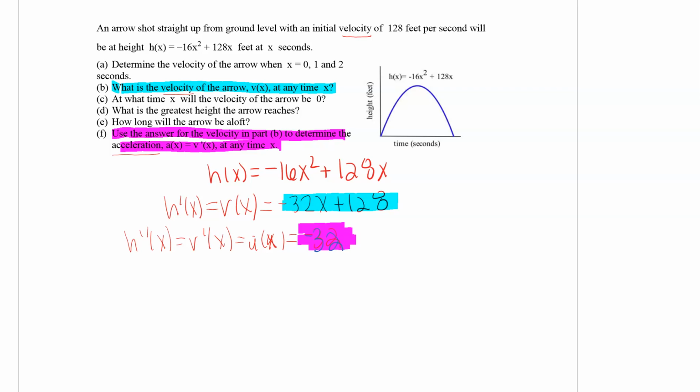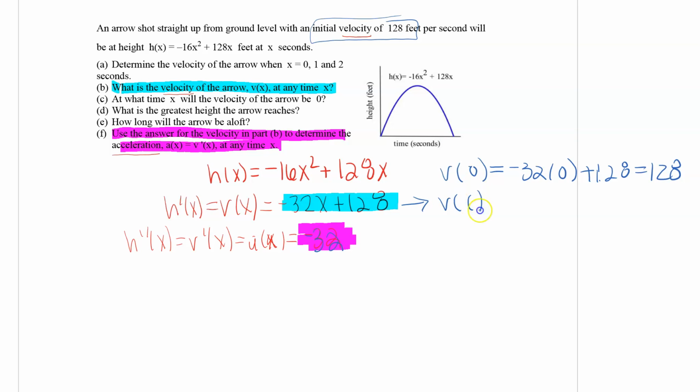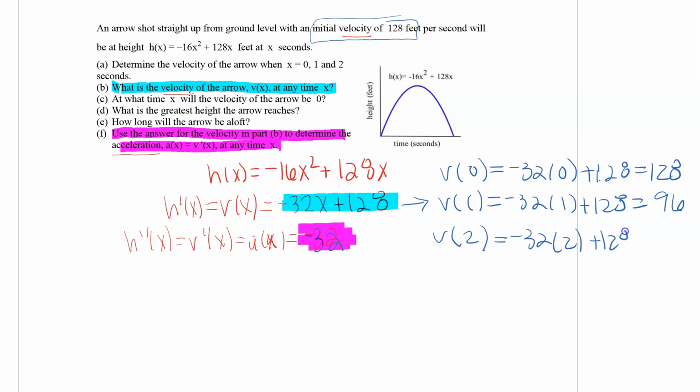Determine the velocity of the arrow when x equals 0, 1, and 2 seconds. So we're just going to plug into this equation we have. Our velocity at 0 would be equal to negative 32 times 0 plus 128, or 128, which makes sense because we had an initial velocity of 128. After 1 second, that would be negative 32 times 1 plus 128, and a simple calculation tells us the velocity after 1 second is 96 feet per second. And then the velocity after 2 seconds would be negative 32 times 2 plus 128, which gives me a value of 64 feet per second.